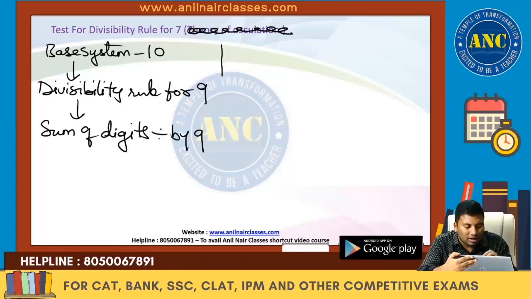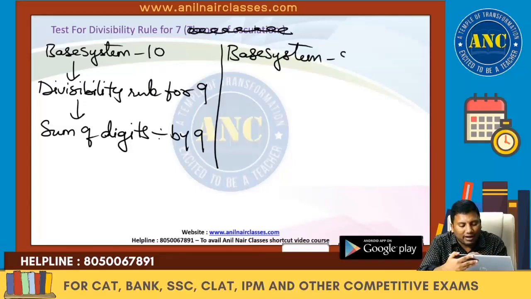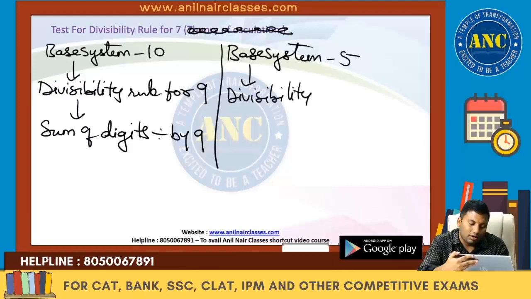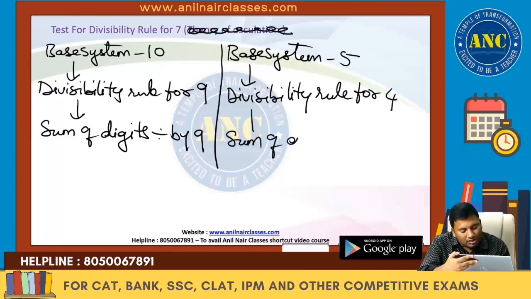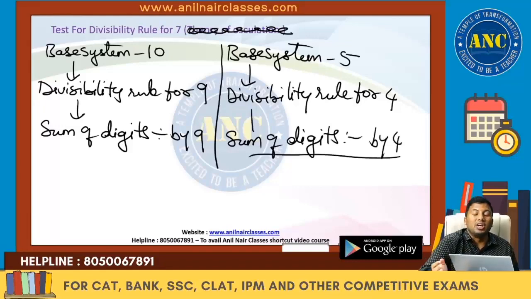What is the another example that we have taken? In a base system 5, the divisibility rule for 4 is sum of the digits should be divisible by 4. Are you all with me? That means digital sum concept can be applied for any base system.